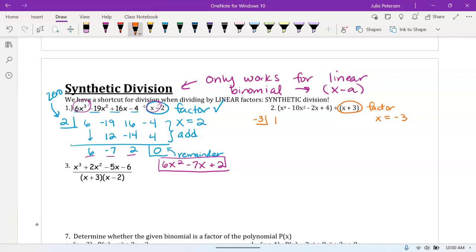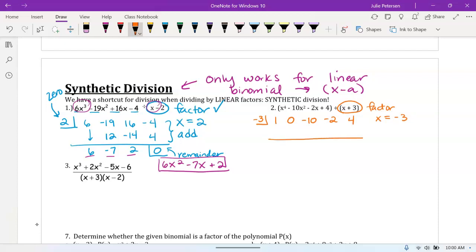How many x cubes do you guys see? Right, it goes from x to the 4th to x squared. So that's actually 0 x cubes, but we need that placeholder. Then we go down to x squared, and the coefficient there is negative 10. Then we go to x to the power of 1, that coefficient is negative 2. And then our last number is 4.